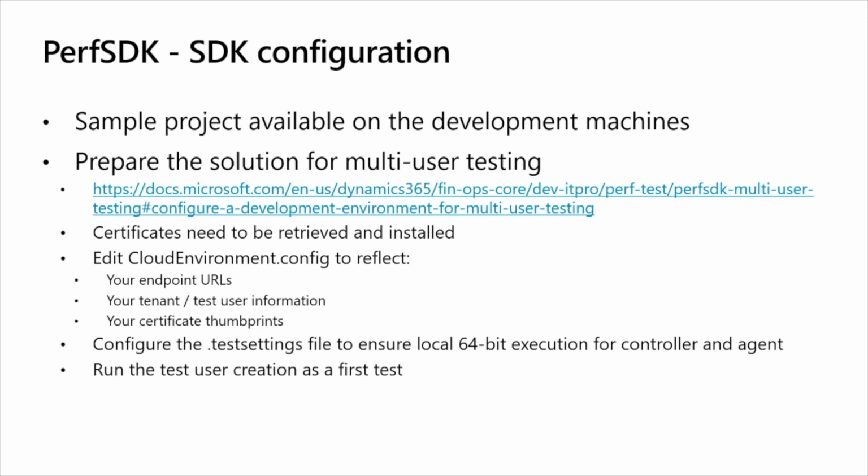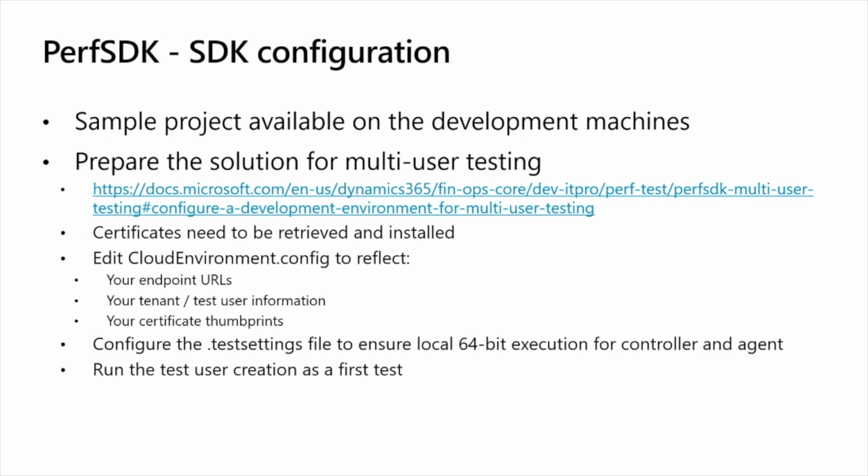Next is the cloud environment.config configuration file. That's the main configuration part, and that contains things like the URLs for the Sandbox endpoint we intend to target, your tenant and test user configuration, and the certificate thumbprints of the certificates we downloaded from LCS and we use for authentication.